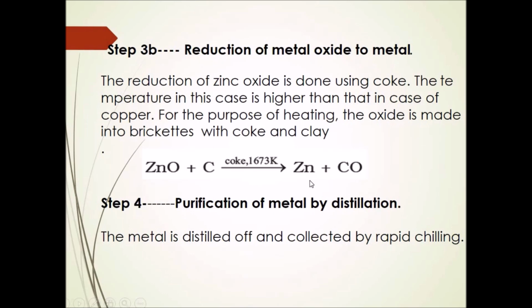This zinc naturally contains some small amount of impurity. This has to be refined in order to get 100% pure metal. In order to obtain this 100% pure metal, what is the next step? In the next step, we are going to subject this metal obtained to purification. So purification of zinc or refining of zinc is done by distillation. Distillation is especially applicable for metals having low boiling point.